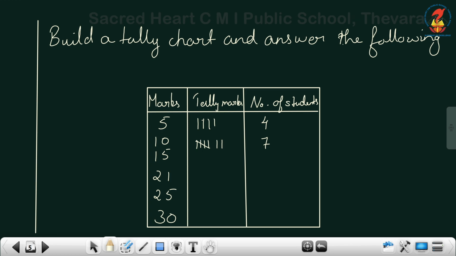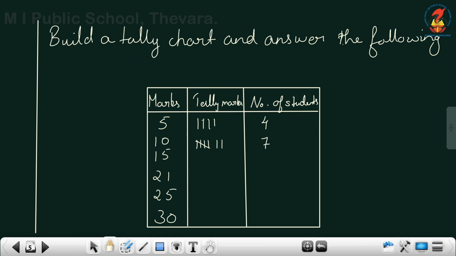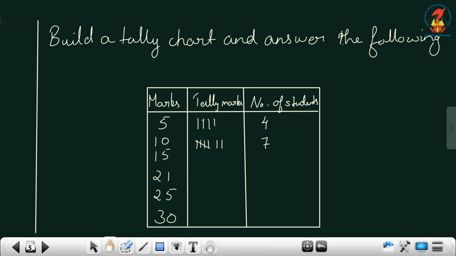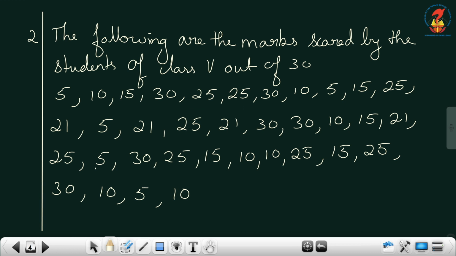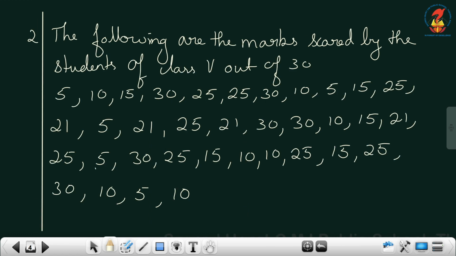Children, the correct way to do it is, first you see 5, go to 5's column, put a line. Then you have 10, go to 10's column, put a line. This is how you have to do it. Then you see 15, go to 15's column, put one line. After that you see 30, so go to 30's column, put one line. Then you see 25 two times, so put 2 lines for 25. This is how you have to do it. But since we have to keep going back and forth, that's why I am counting it like this for you. Next we will see how many students got 15 marks.